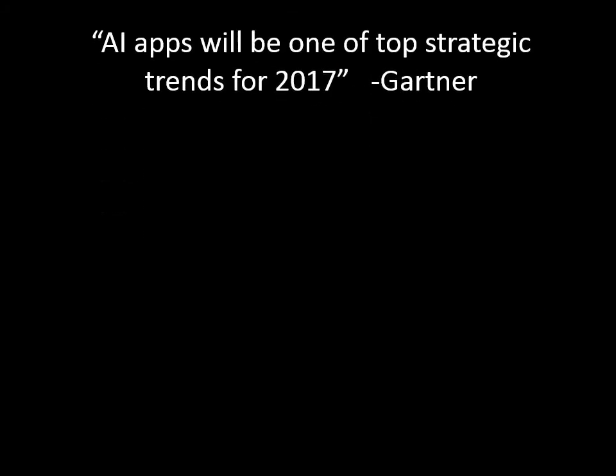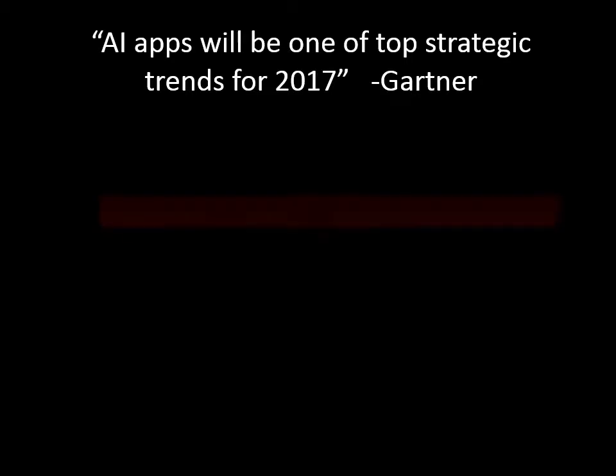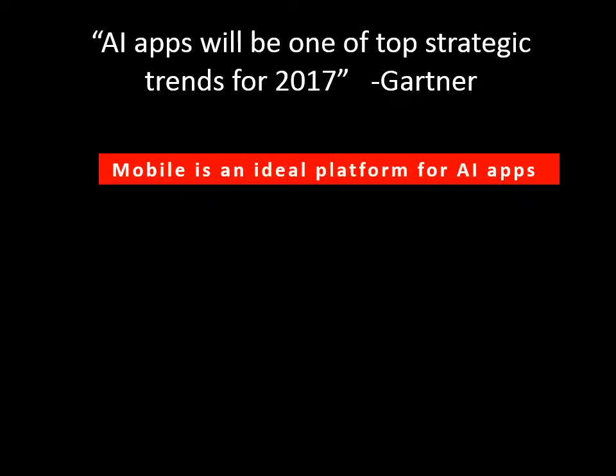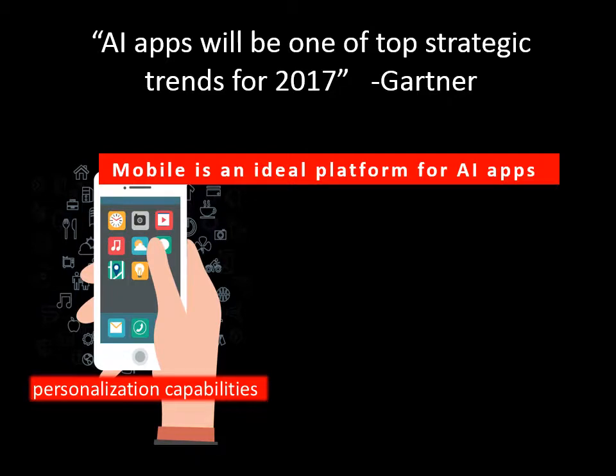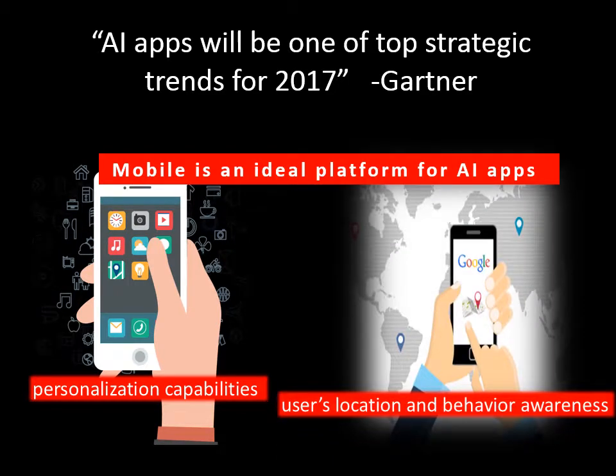Gartner, a technology research company, predicts that intelligent apps will be one of the top 10 strategic trends for 2017. Mobile is now an ideal platform for artificial intelligence or AI apps because of a varying array of personalization capabilities. Smartphones are aware of user location and user behavior. AI capabilities are being built into mobile apps of all kinds, making them contextually aware of user behavior.